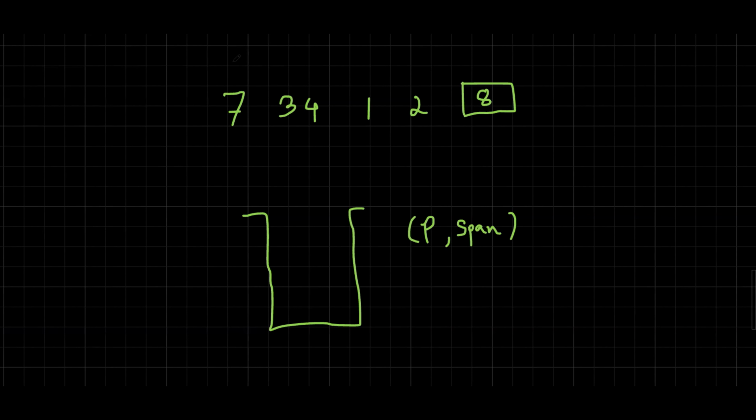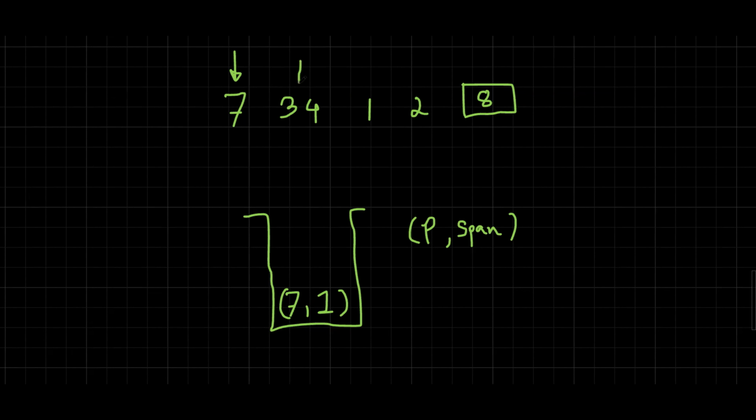Suppose currently we are at this element 7. So here for the element 7, the span is 1 and the price is 7. So we have to add 7, 1 here. We are adding 7 and 1 because the stack is initially empty. So far so good. Now for this element 34, we have to determine what the span is for this element 34. So here the span for this element 34 is 2.